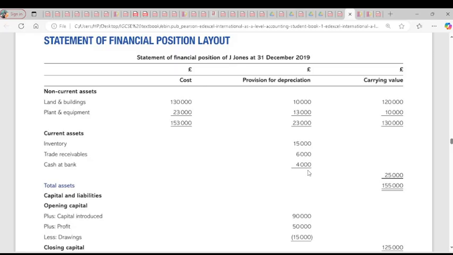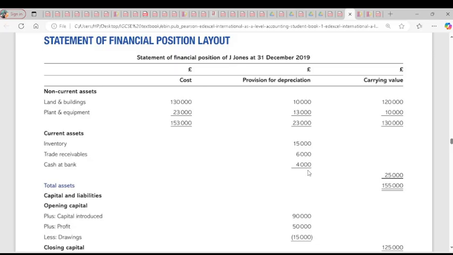For the current assets, we have inventory, trade receivables, cash at bank, other receivables, cash in hand. When you sum them together, you have your total assets. Then we have capital and liabilities, which start with the opening capital. You add the capital introduced, then less drawings to get your closing capital. Then we have our non-current liabilities, which can be the bank loan. It can also be a mortgage, which is also part of the non-current liabilities. Then we have current liabilities, which are trade payables, other payables, and bank overdraft.